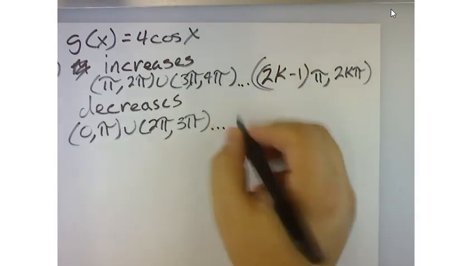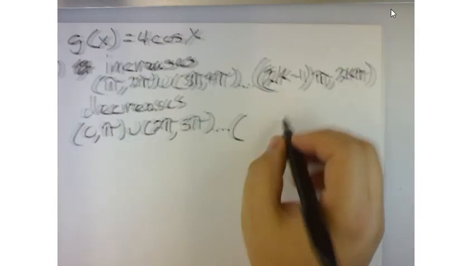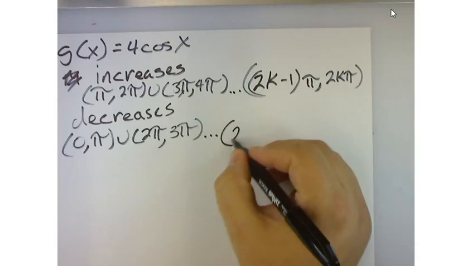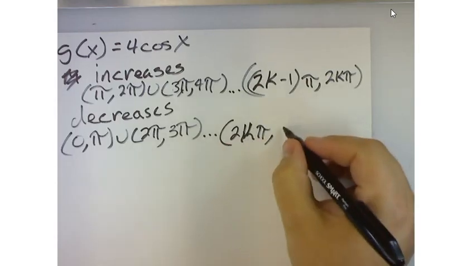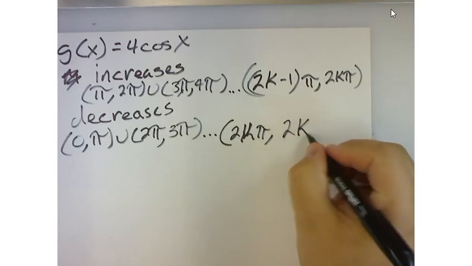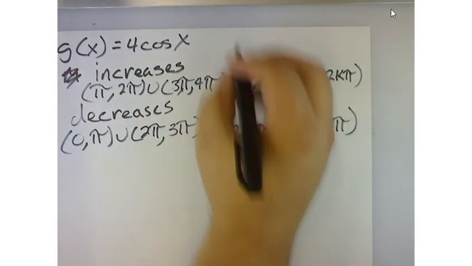And then this one would be the flip-flop of that. This one always starts with the even number. So it'd be like 2k times pi, comma 2k plus 1 times pi, where k is an integer.